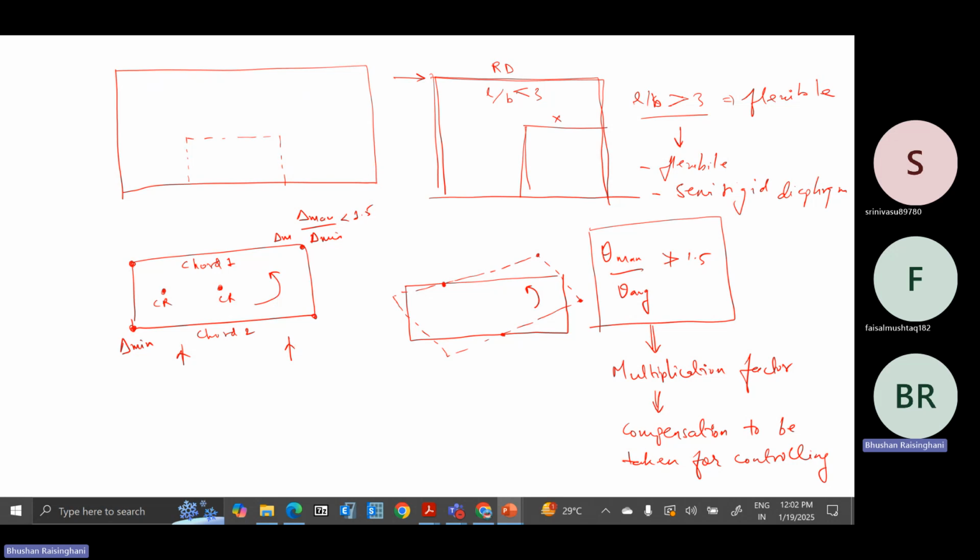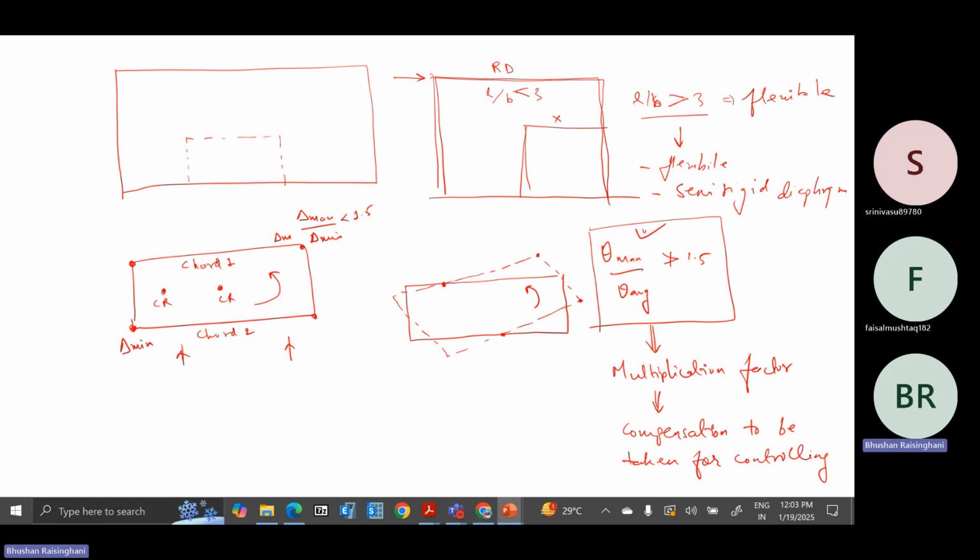Now, if it is not less than 1.5, then we have to eliminate this design and replan our structural system to meet this particular criteria. However, in the ASCE code, up to a certain limit you can use the compensation factor. It is up to, let's say, 2. So if the ratio of theta max upon theta average is up to 2, you can use the multiplication factor. If it is beyond that, then you have to redesign it. That is the difference between ASCE 7 and the IS code.